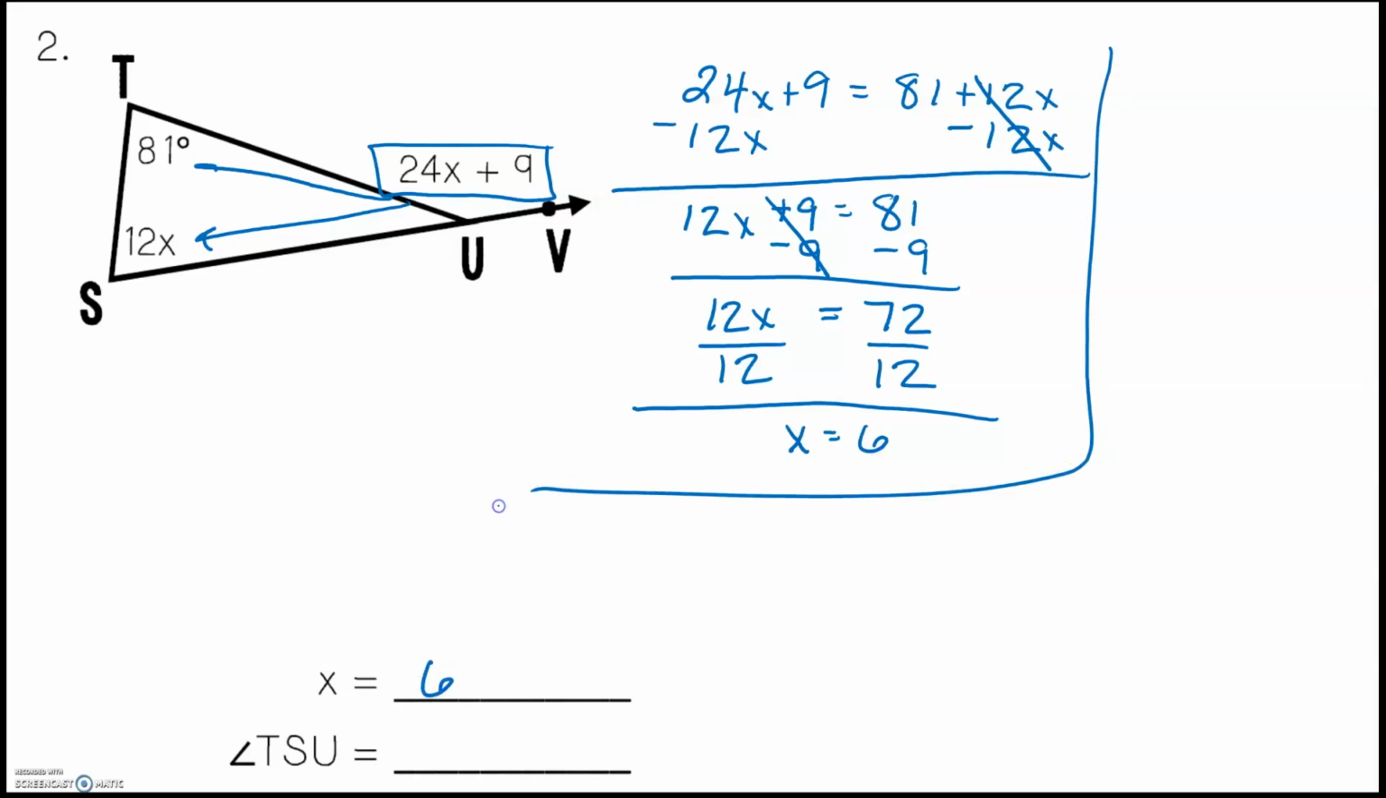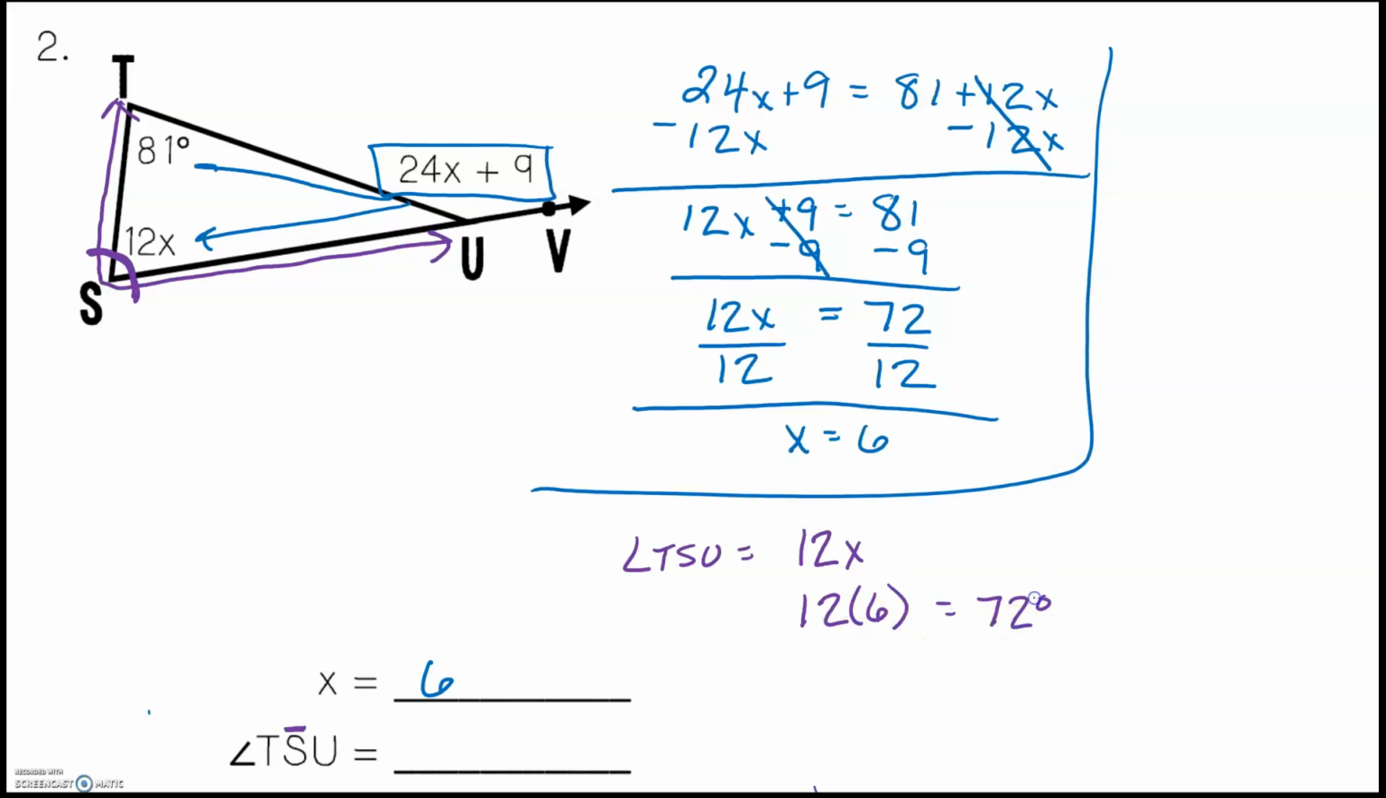Then there's an angle that we need to find, and they want us to find angle TSU, so T to S to U. So it's going to be this one. So we need to find this angle. Notice how it's that letter that's in the middle, okay, is where the angle is. So I need to use 12x. That's angle TSU. Take the x out, put the 6 in its place, and TSU is going to be 72 degrees because 12 times 6 is 72 degrees.